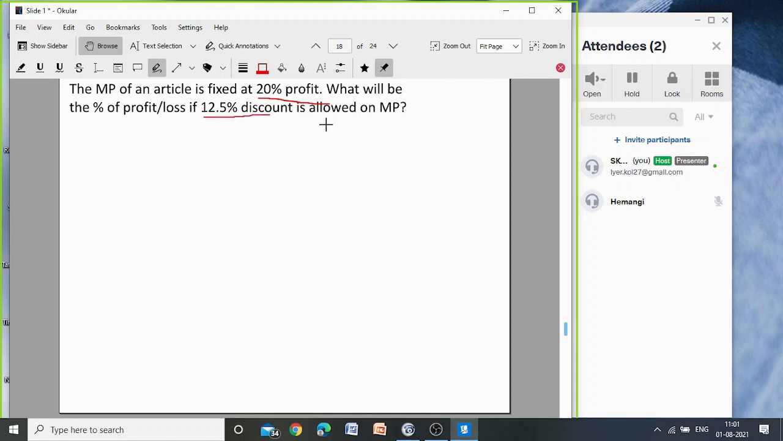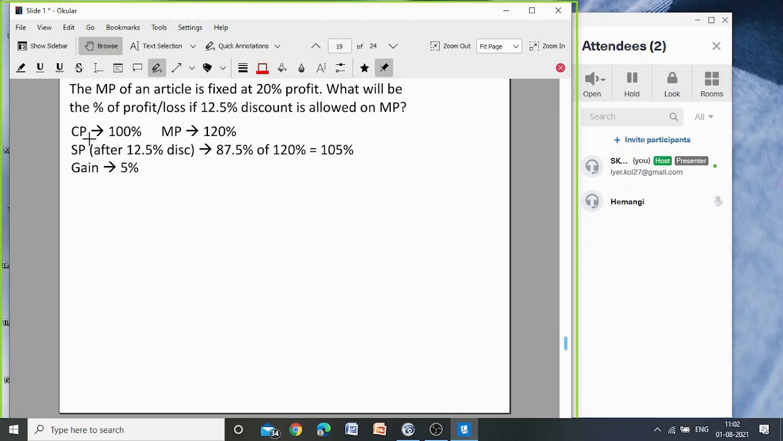Then what is your actual profit? Now don't subtract, because 20% is on cost price and 12.5% is on mark price. You can add and subtract only when they are on the same amount. This is 20% on a different amount, cost price, and 12.5% on a different amount, mark price. So we can't directly add or subtract.